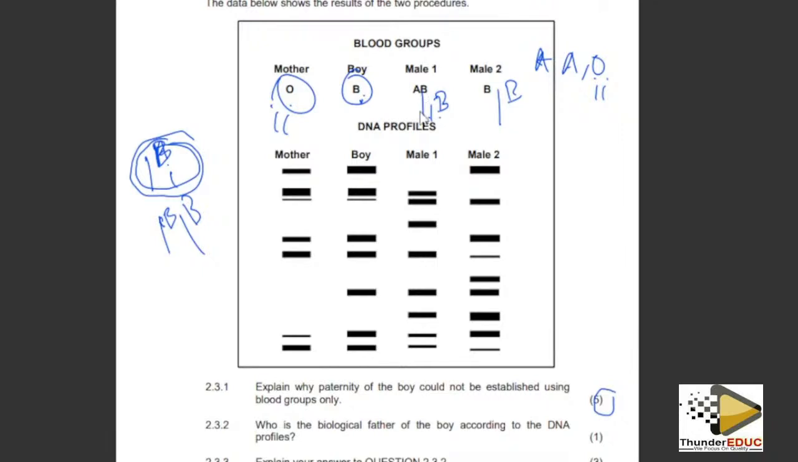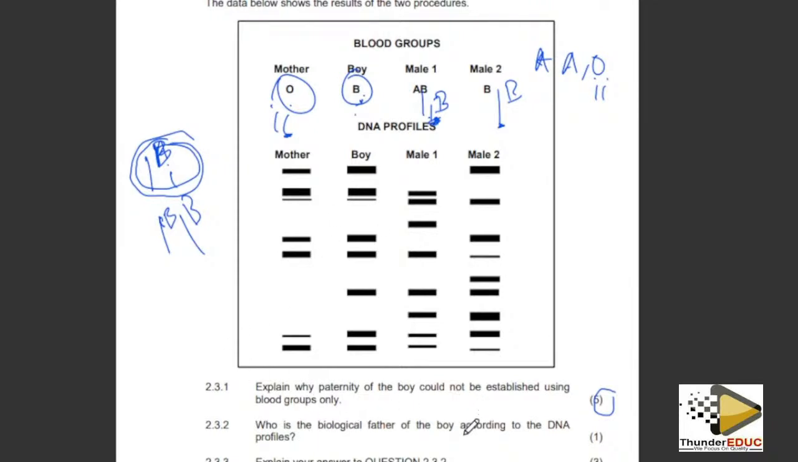And then this blood group B male can give this allele for B to the boy, so it can be the father. Or this one can also give one allele for B and get another one from the mother, so it can also be the father. That's why we cannot conclude using blood group who is the father of this boy. As I repeat, blood group can only be used to eliminate the possibilities which cannot happen in a situation.